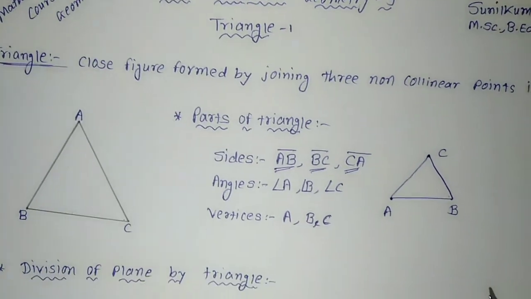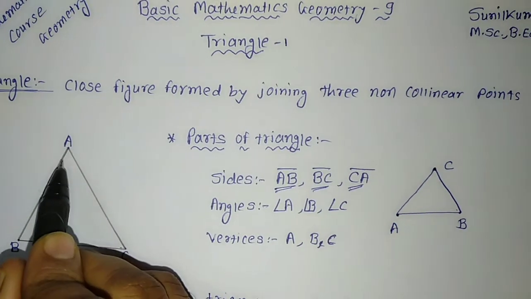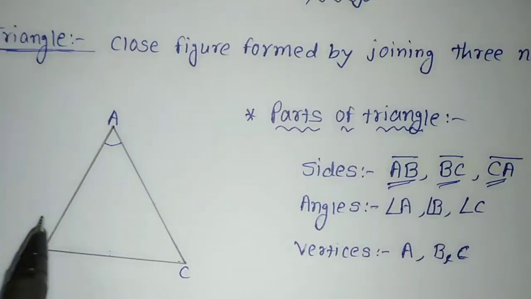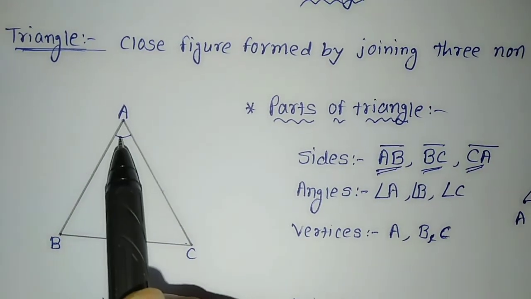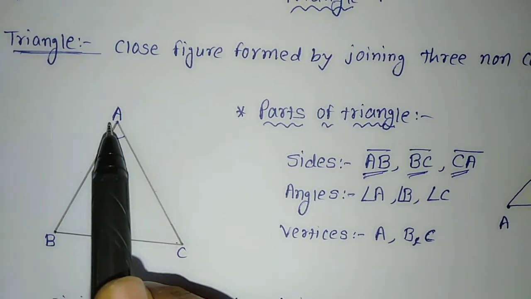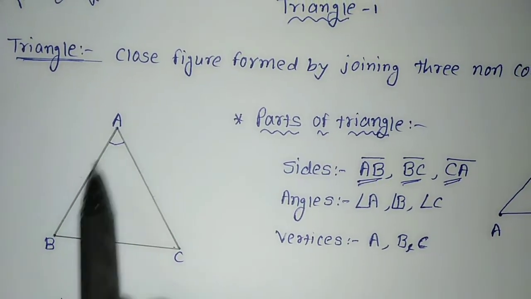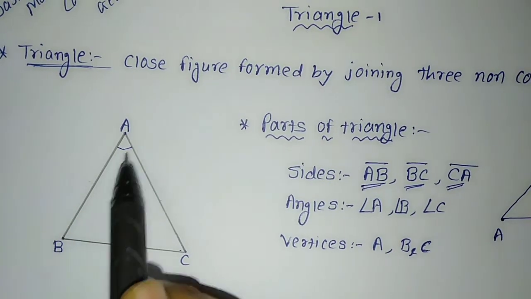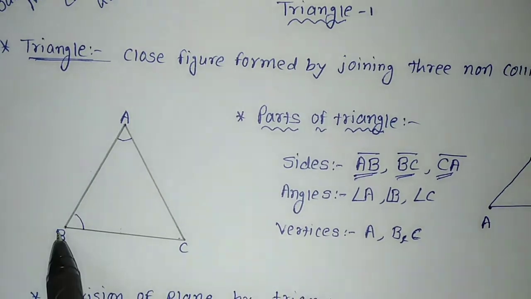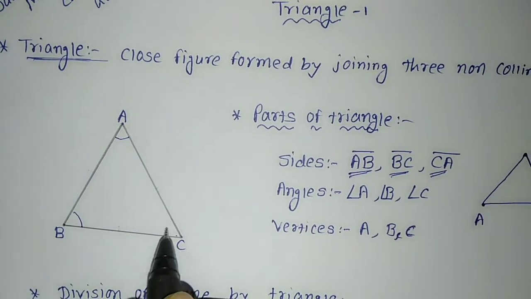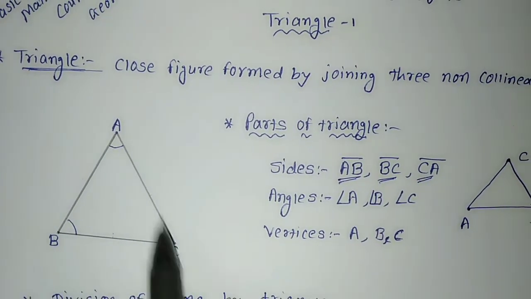Other than that, what does it form? It also forms angles. Where are the angles? You can see here it is an angle. This is angle A, which we can even call angle BAC, also known as angle A, because at this particular point only one angle is formed, so we can write it as angle A. This is BAC or angle A. Here is another angle. This is angle B, which is also known as angle ABC or angle CBA. And the third angle is angle C, which is also known as ACB or angle BCA.